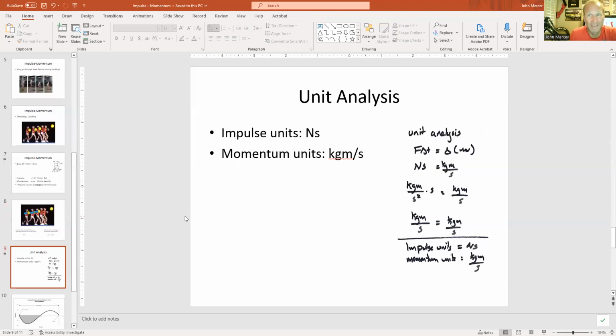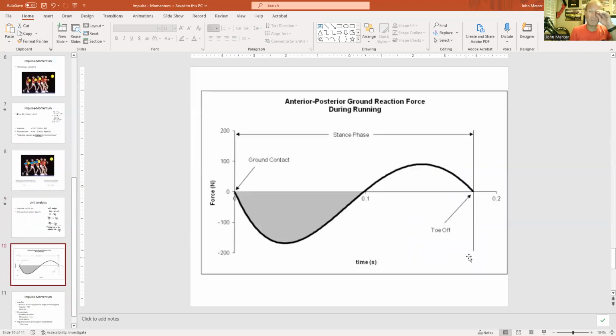They are the exact same units. It's just better to say impulse units are Newton seconds and momentum units are kilogram meters per second. All right, so now let's take this even deeper where we actually measure some forces.